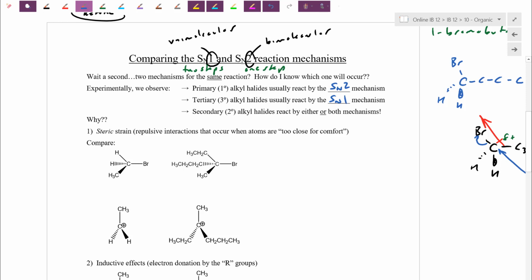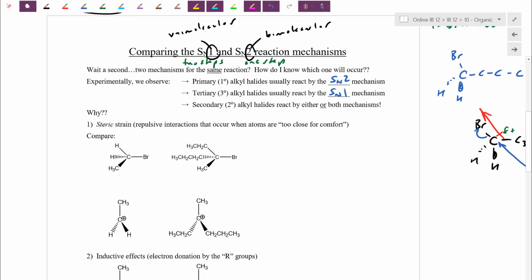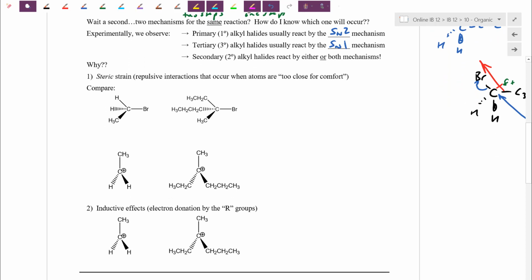We're going to talk about 2 reasons why this is. Secondary can react via both mechanisms, so some combination of the 2. Remember, we end up getting the same chemical reaction. It's just if I could dive into the details and figure out, did it all happen all at once or not all at once? It's just the mechanism that we're interested in. Okay, so there's 2 features here.